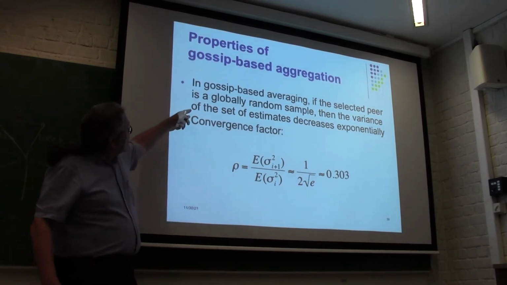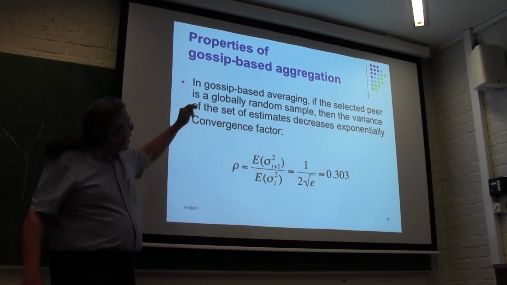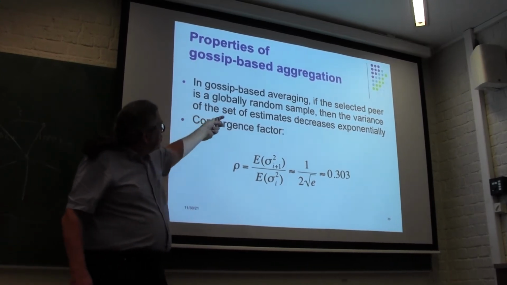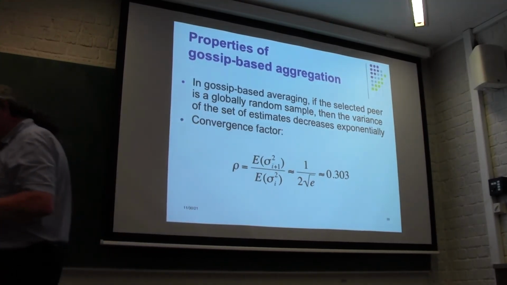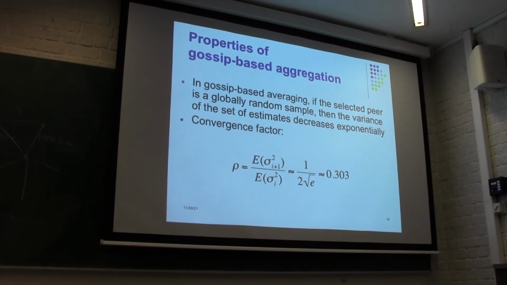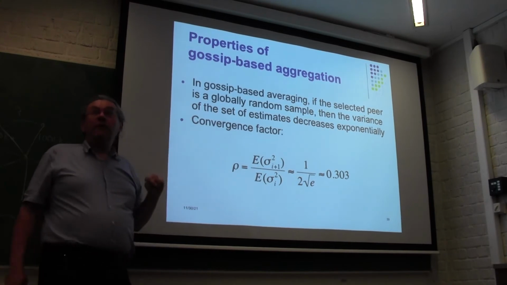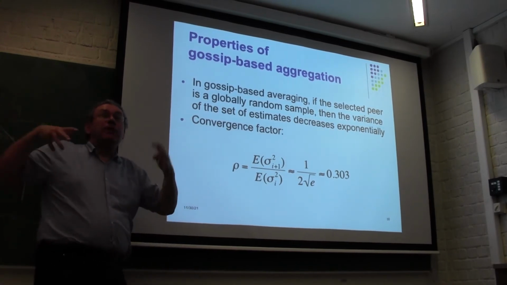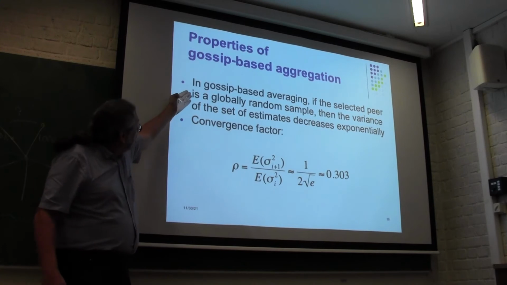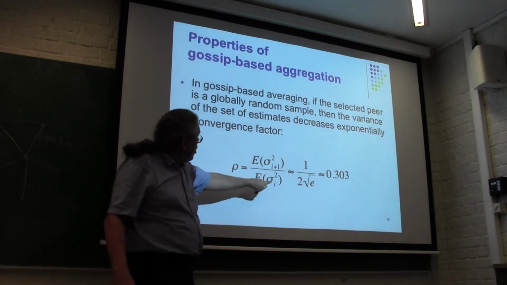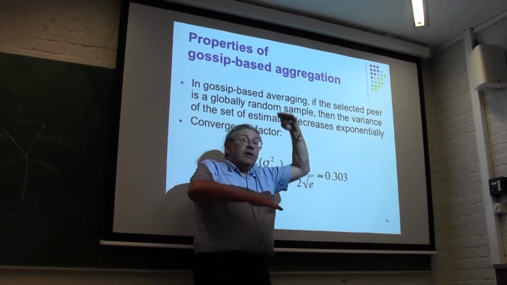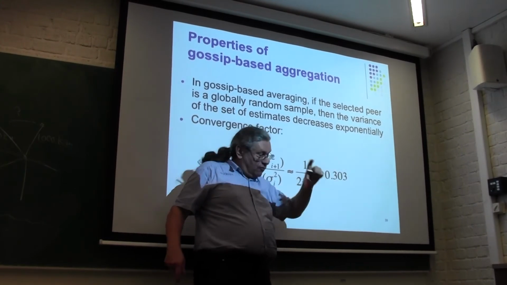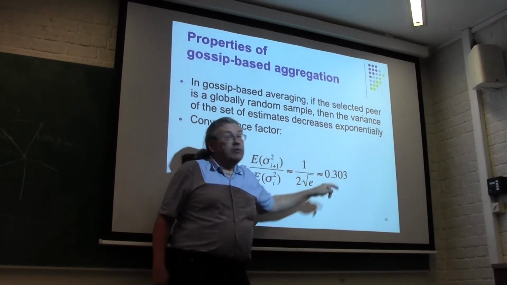If the selected peer is a globally random sample, then the variance of the set decreases exponentially. Notice, it doesn't actually have to be globally random. As long as it's a small world, you're fine. That means you don't actually have to do any work to make it globally random. If you're using a social network or something coming from a social network, it will already be like this. And the convergence factor you can compute. Basically, the interval is multiplied by 0.3 at each cycle.